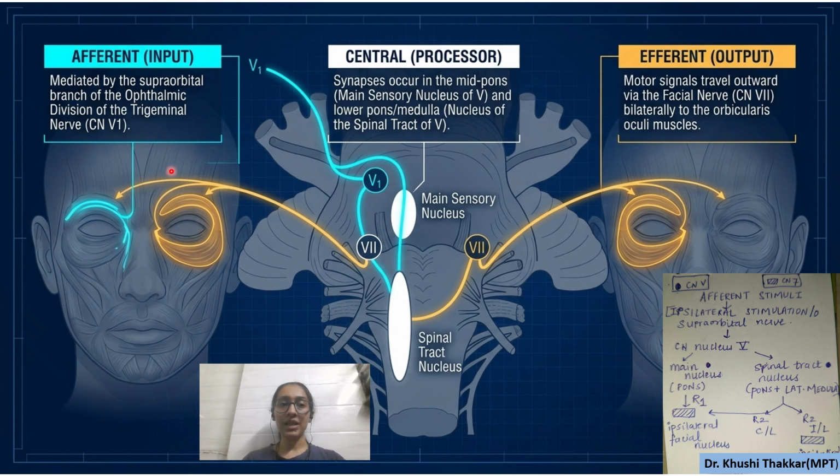Now let's understand from this diagram. Basically, afferent, that is input, is mediated by the supraorbital branch of the ophthalmic division of cranial nerve 5.